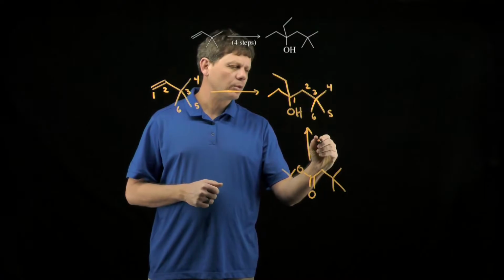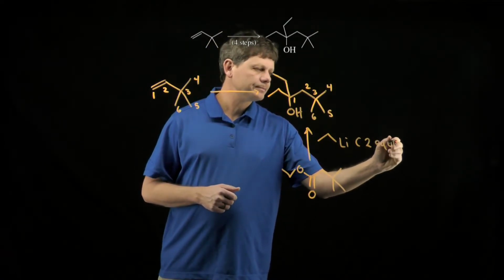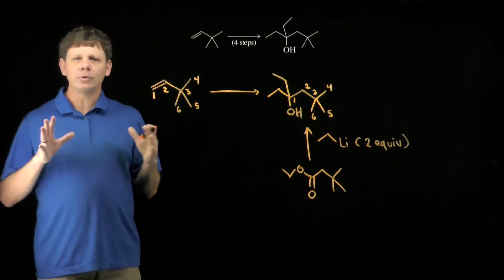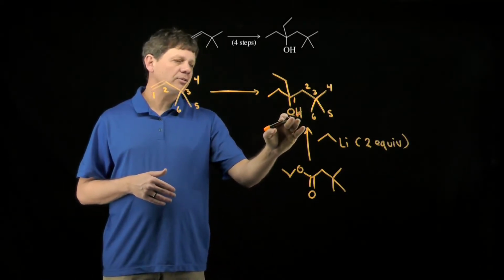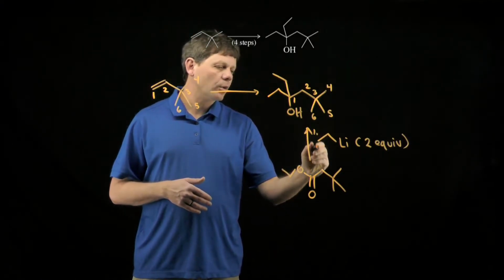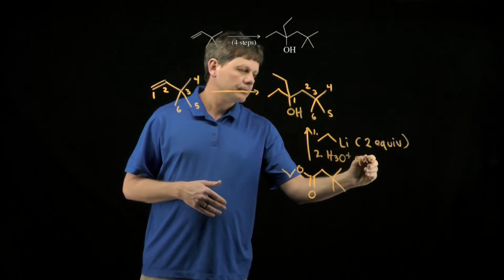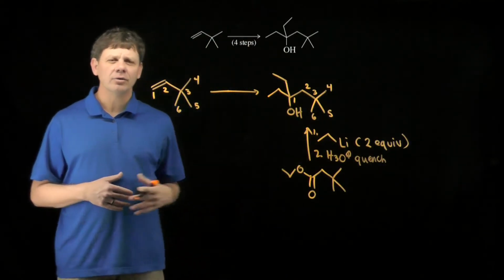Let's use organolithiums just for fun. So we'll use 2 equivalents of the organolithium. If you used a Grignard reagent, you would be correct also. Now notice that this oxygen is protonated. That's going to require step 2, an acid quench. But essentially, we're going to add our nucleophile 2 times.